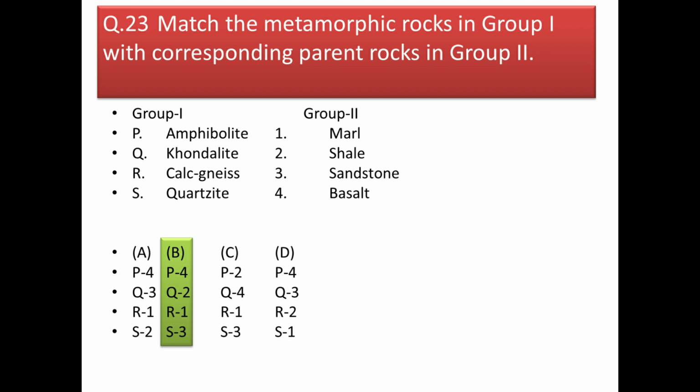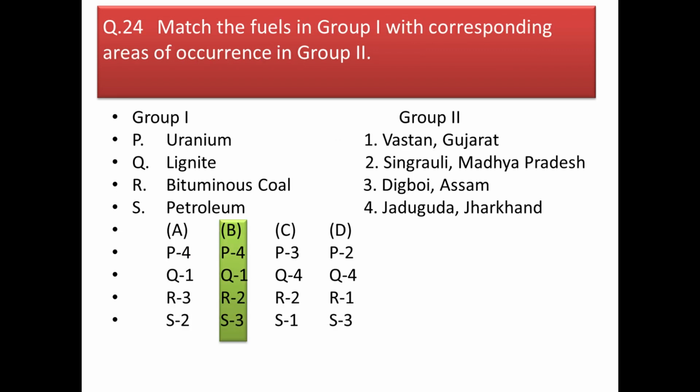Match the metamorphic rocks in group 1 with their corresponding parent rock in group 2. Amphibolite is formed from basalt, khondalite is formed from shale, calc gneiss might have formed from marl, and quartzite is formed from sandstone. Okay. Next question.